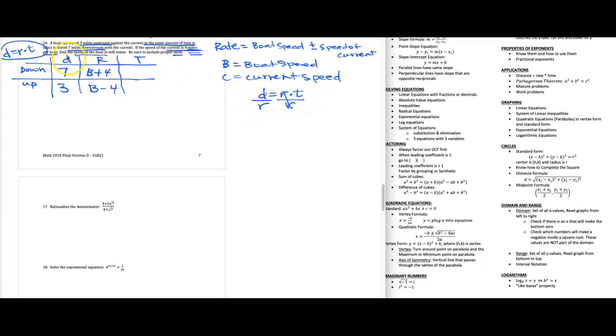And so what I'm going to write here is, okay, I know the downstream, my distance is 7, and my rate is b plus 4. So I'm going to write it as 7 over b plus 4. And then here, my distance over rate is 3 divided by b minus 4. And then I need to put these equal to each other because it says in the same amount of time. Okay. So I'm going to set it up as 7 over b plus 4 equals 3 over b minus 4.